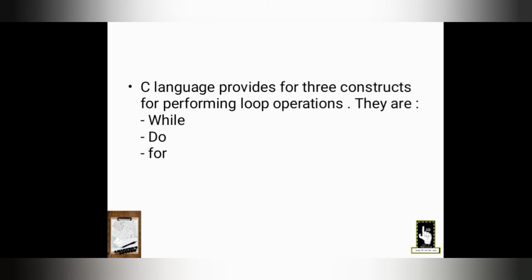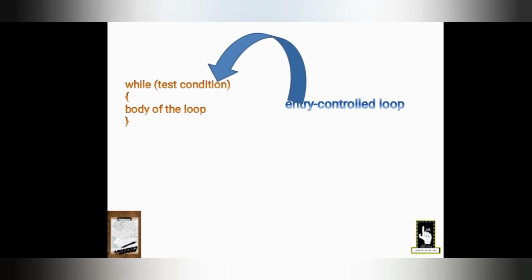The basic form of a while loop is we write the keyword while, and within brackets we need to specify a condition to stop this iteration. So while, a certain test condition, and then the body of the loop. A while loop is called an entry control loop because the test condition is at the entry of the loop and controls the execution at the very starting itself.